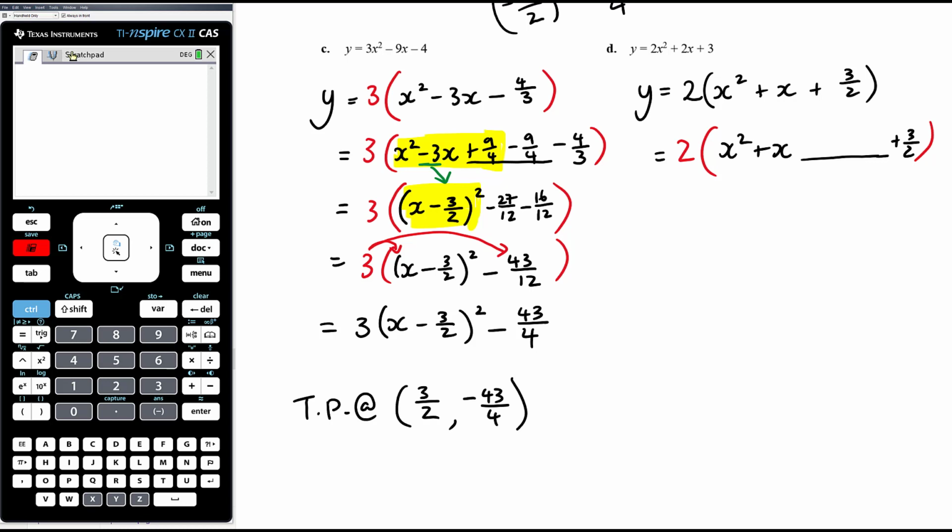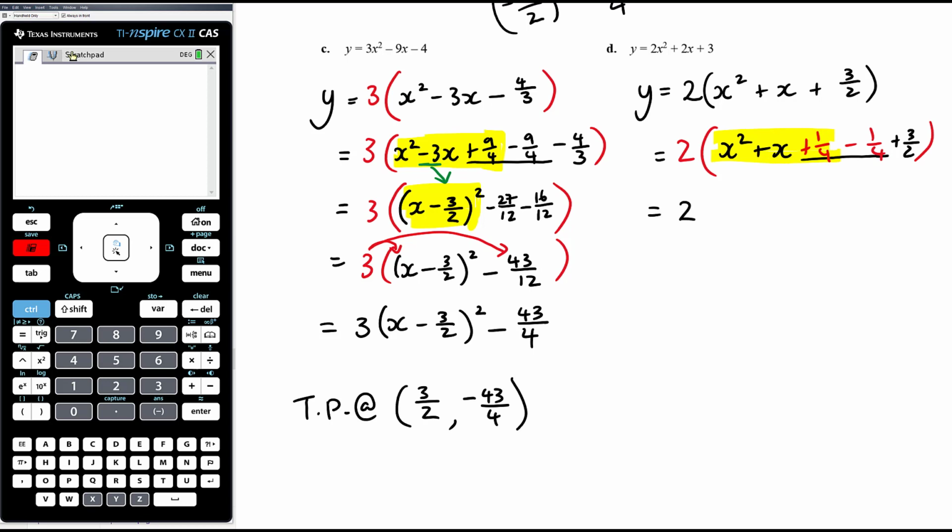Okay, so again, we want to halve and square the coefficient of x. The coefficient of x is currently 1. Okay, half of 1 is 1/2. Square that is 1/4. Okay, so we need to add in a quarter and take away a quarter. These first 3 terms now are our perfect square.